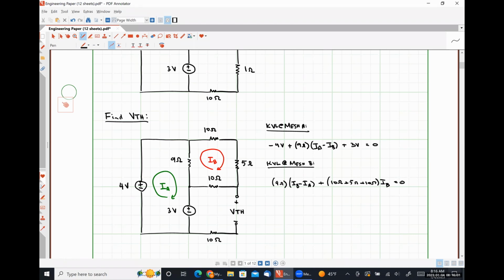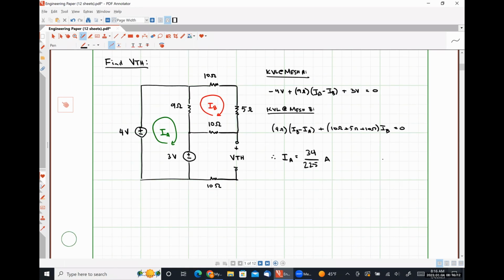And so when I solve this, I find that our mesh current IA is 34 over 225 amps, and our mesh current IB is 1 over 25 amps. Did anyone get similar results? All right. So Gabriel, not to pick on you, but you suggested this method. Now that we know these mesh currents, how can we use them to find the voltage VTH?